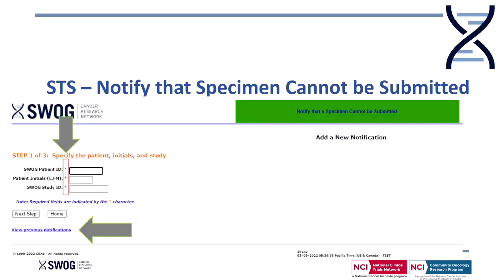As you can see, all three fields are required. You can review previous notifications by clicking the link at the bottom. You cannot edit or modify these, but you can see them, and maybe they're fun to look at. Fill in the SWOG patient number, initials, and study number, then click.